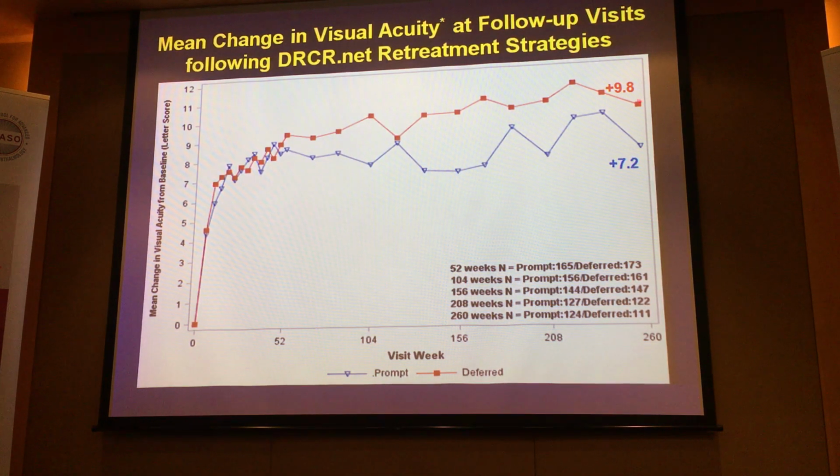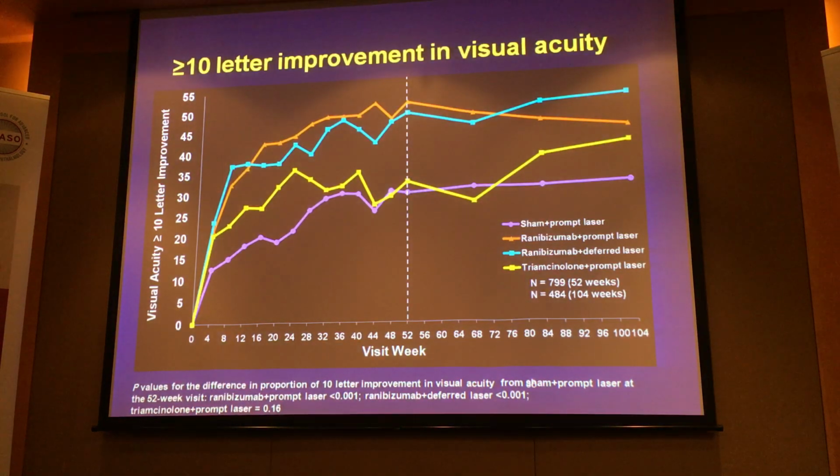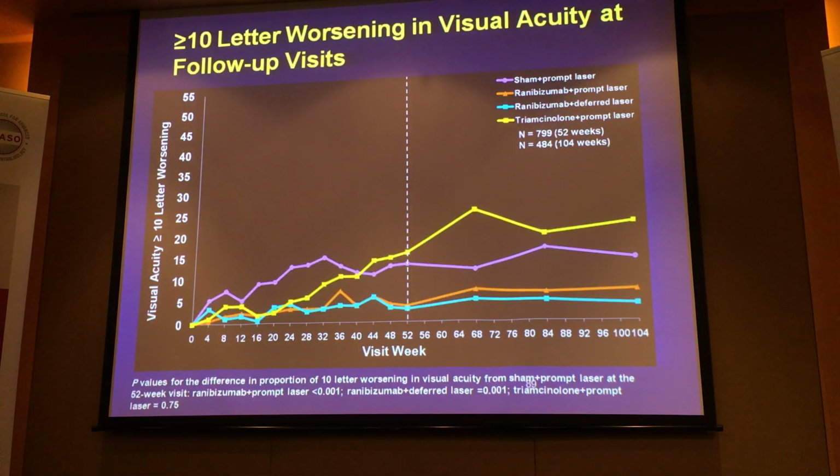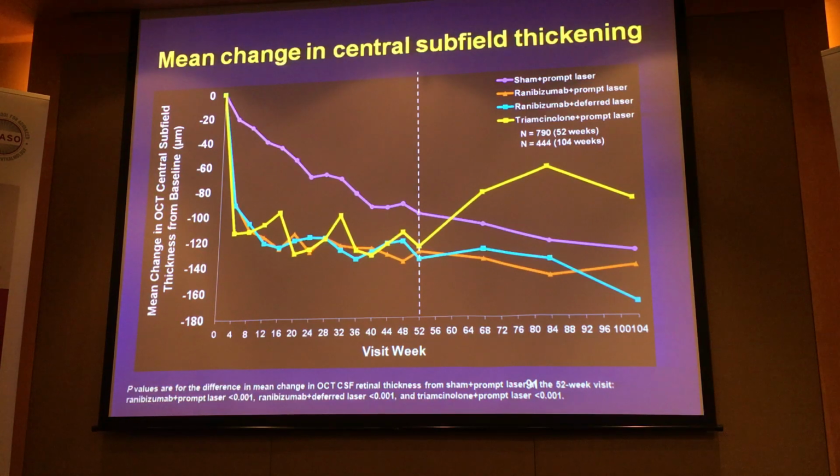This is out to 5 years. Visual acuity is still maintained in the deferred laser group, slightly better than the immediate laser group. Same with improvement and worsening. If you look at the change in subfield thickness, look at the triamcinolone bounce. That's because they were given at 6-monthly intervals, and the effect of triamcinolone does not last 6 months. By 3 months, fluid comes back. You give the injection again, it comes down again.